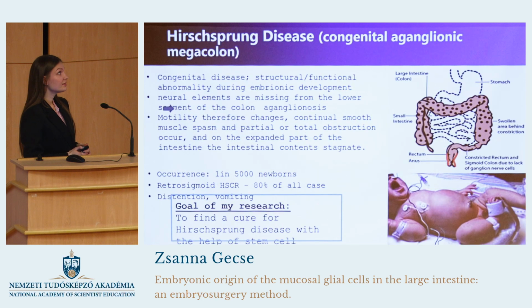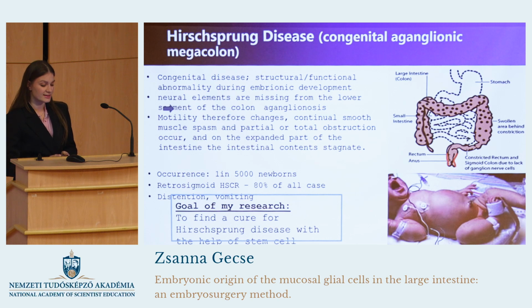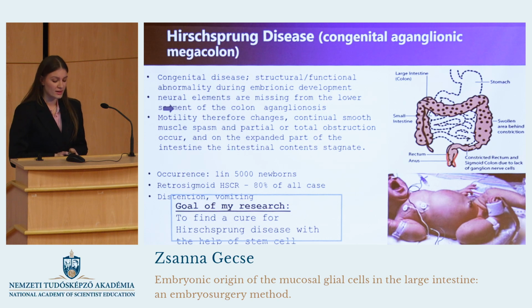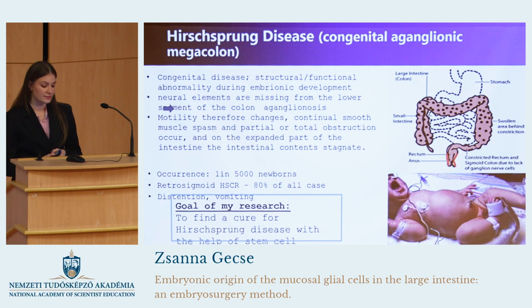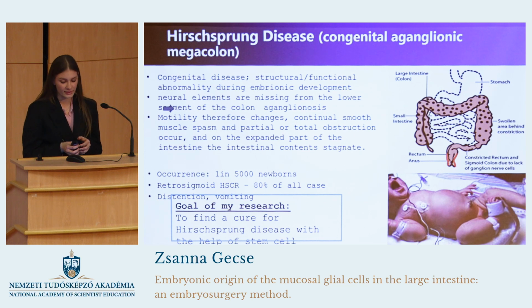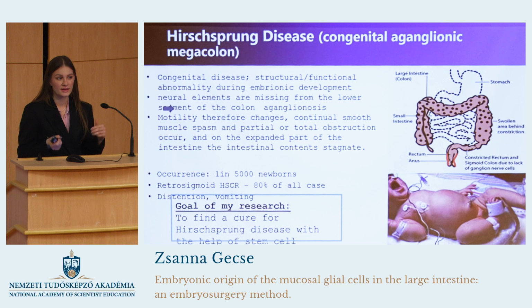Our laboratory focuses on Hirschsprung disease. This is a congenital aganglionic megacolon. In this state, the neural elements are missing from the colon, and because of this, there will be a spasm at this area where there's no neurons, and before this area, there will be the megacolon, which is basically a swollen part of the gastrointestinal tract because the spasm won't let the secreted materials to flow forward.